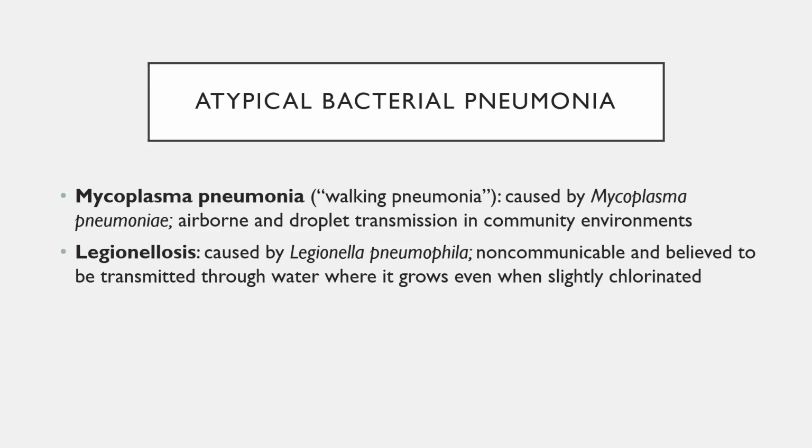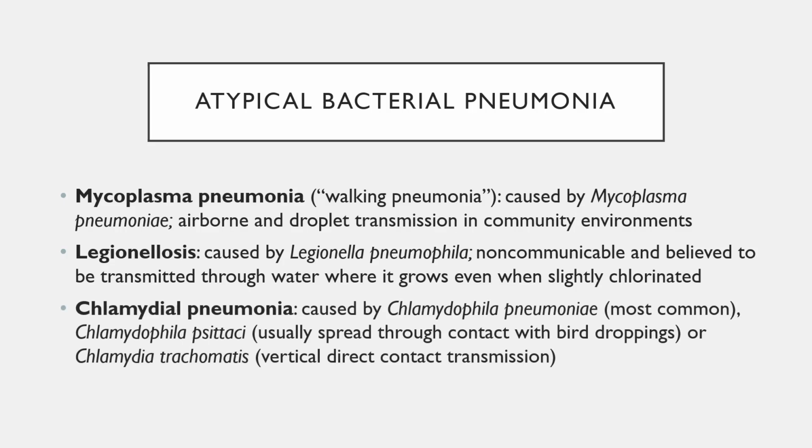And then chlamydial pneumonia is caused by a few different species. Chlamydophila pneumoniae is the most common, but also Chlamydophila psittaci, which usually spreads through contact with bird droppings. Also, Chlamydophila trachomatis, which is one that is transmitted through vertical direct contact transmission, meaning from mother to child during birth. If a mother has an undiagnosed and untreated chlamydia STI, then that can manifest as pneumonia in her infant child.